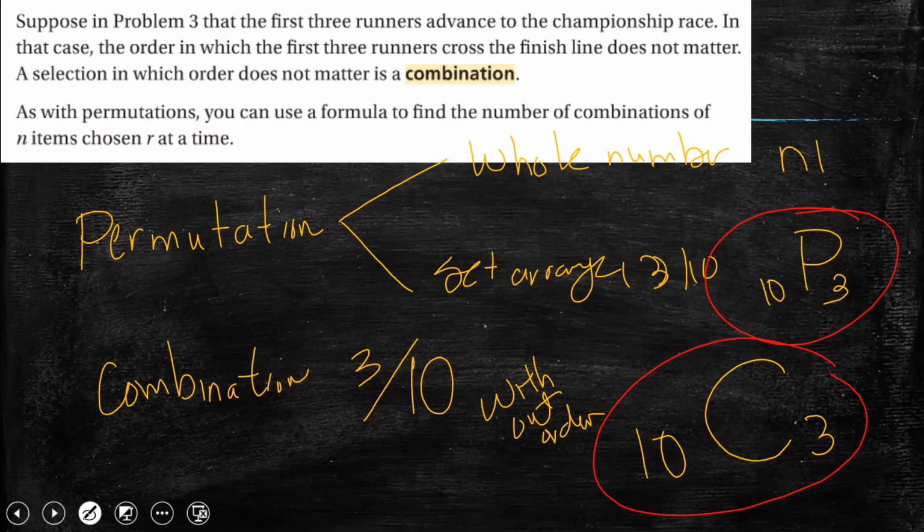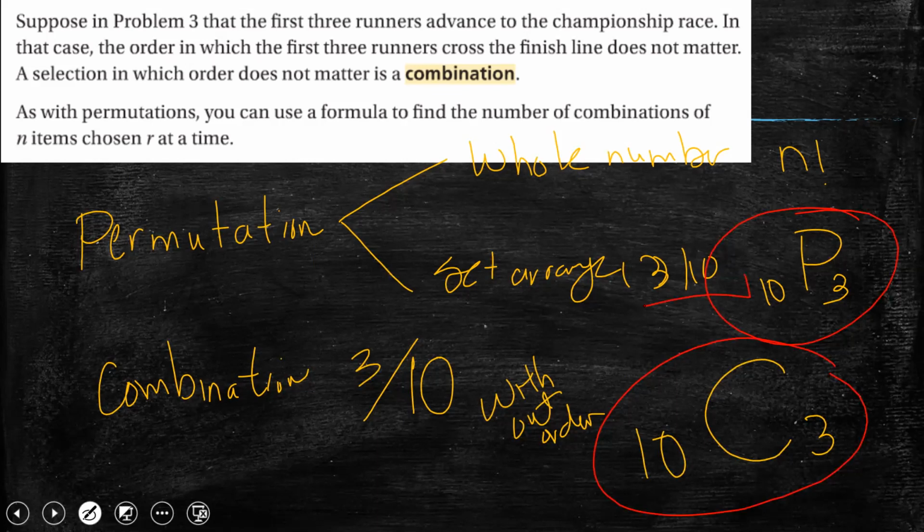Imagine now you have a championship race. For the championship race, you must know who is the first, who is the second, and who is the third. You must know how many ways you will find the first, the second, and the third. So we'll use the permutation.